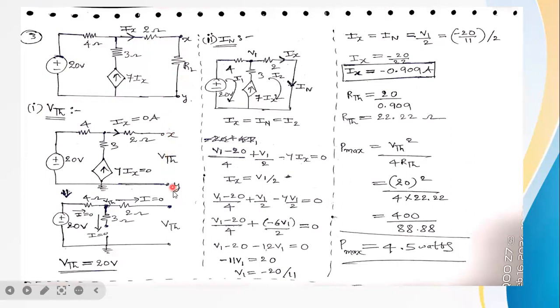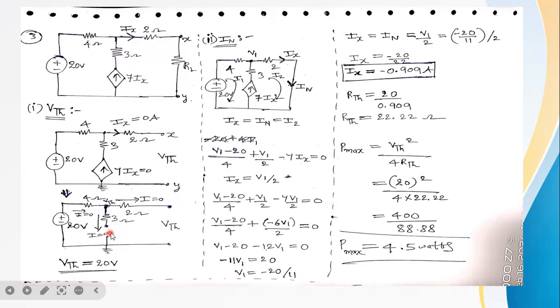When removing the load, no current flows into the 2 ohm resistor, because the second terminal of the 2 ohm resistor is not connected into the network. That's why Ix is equal to 0. When Ix is 0, 7Ix is also 0. Current 0 means the source acts as an open circuit. So the circuit will be modified like this.